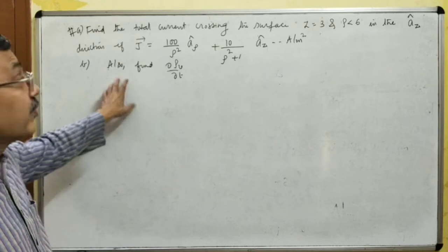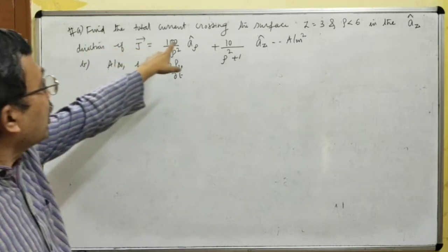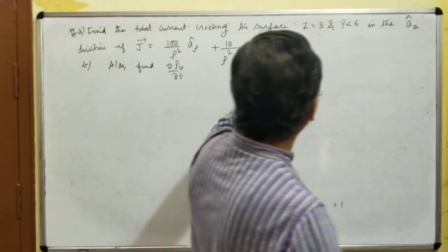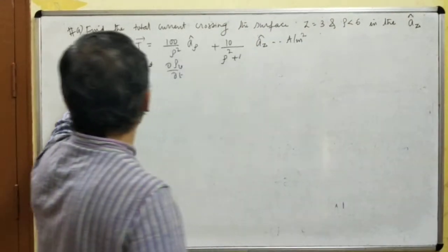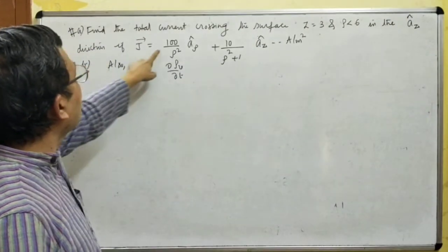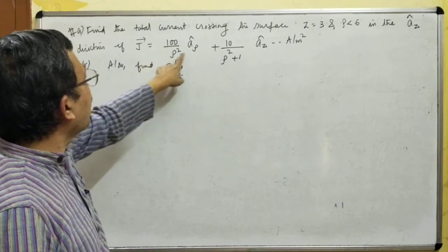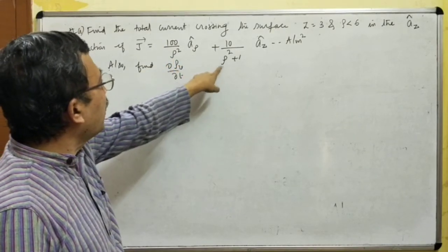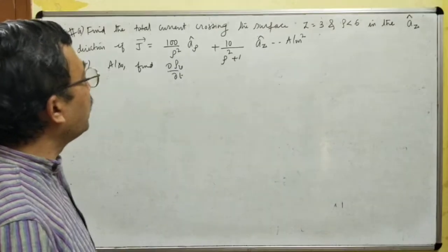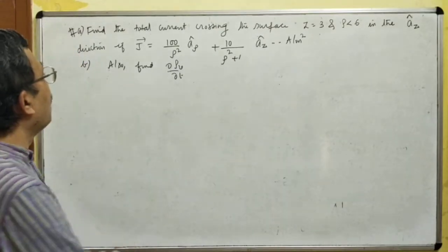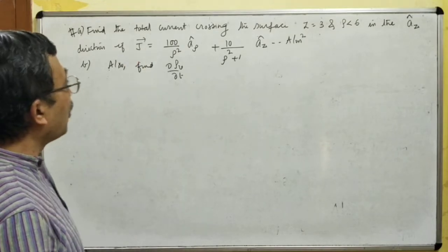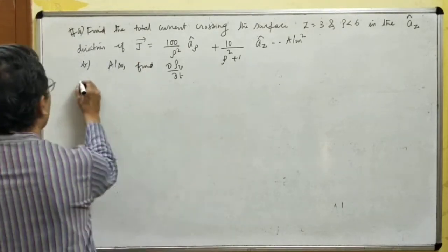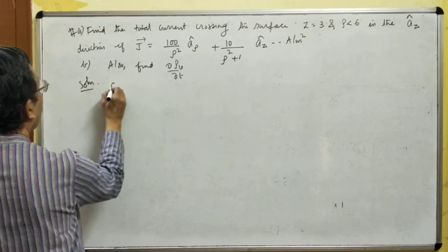Next problem. Find the total current crossing the surface z equal to 3 and rho less than 6 in the az cap direction if vector J is equal to 100 by rho square a rho cap plus 10 by rho square plus 1 Az cap amperes per meter square. Also find dou rho over dou t. This problem is given in a cylindrical coordinate system. We'll first solve part A.